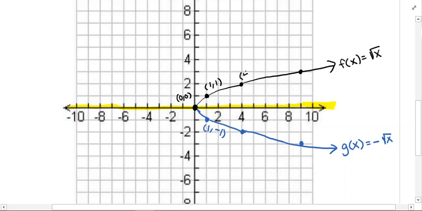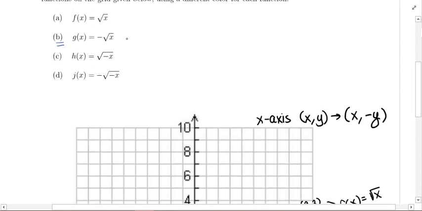You can see that with the other two points. On the black graph, the original point is (4, 2), and if you fold the sheet of paper along the x-axis, it goes to (4, -2). The x value has stayed the same, the y value has changed sign. Same thing with (9, 3) on the original graph. If you fold the sheet of paper on the yellow line along the x-axis, that point gets sent to (9, -3). The x value stays put, the y value changes sign. So the blue graph is a reflection of the original function, square root of x, about the x-axis.